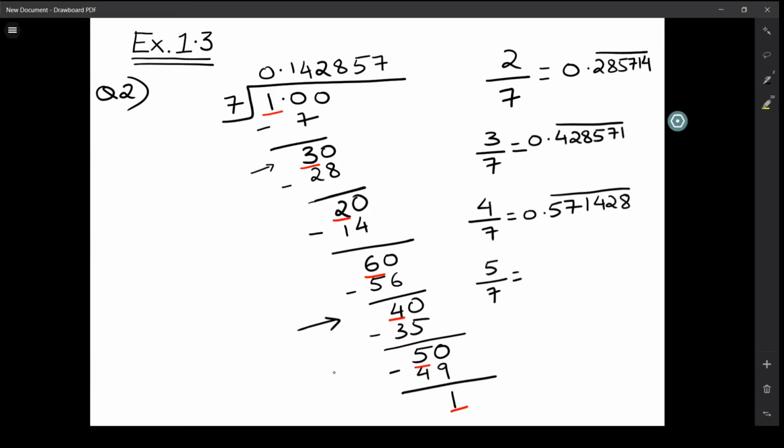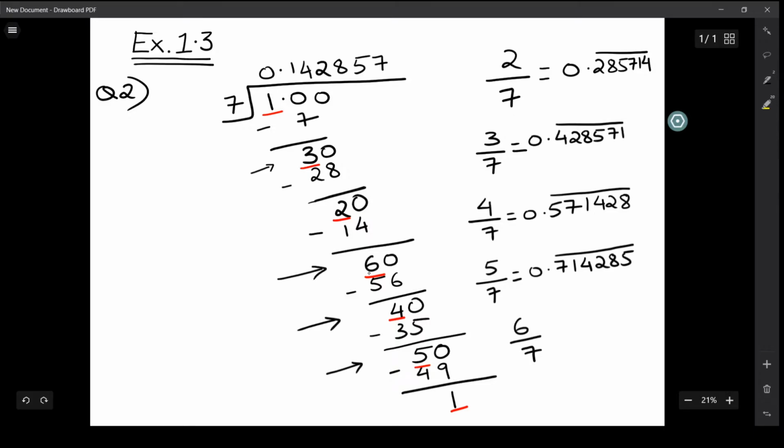For 5 by 7, I'd be starting from this point. And hence my decimal expansion would begin from the quotient 7. So it would be 7, 1, 4, 2, 8, 5, and then it would repeat itself. For 6 by 7, we'd start here.